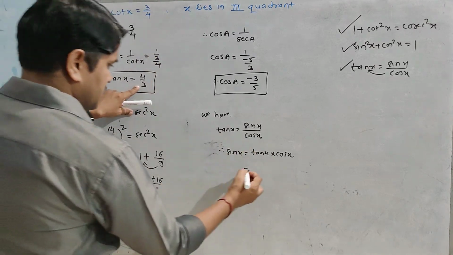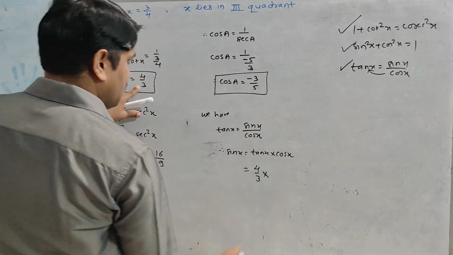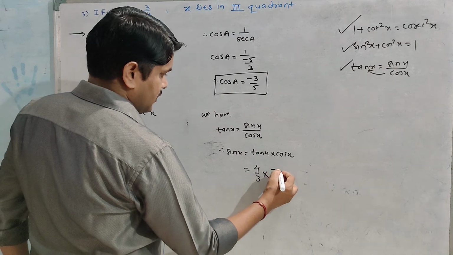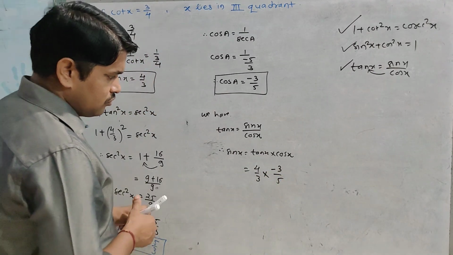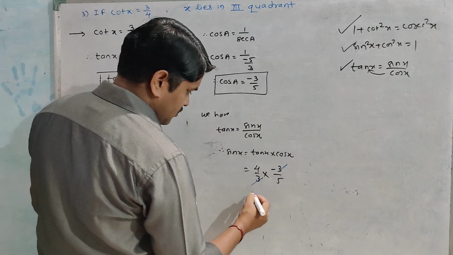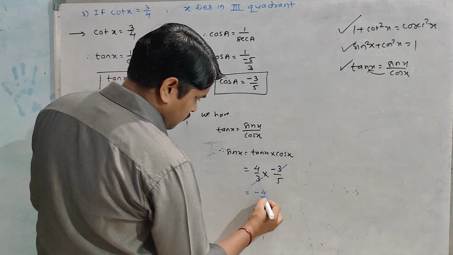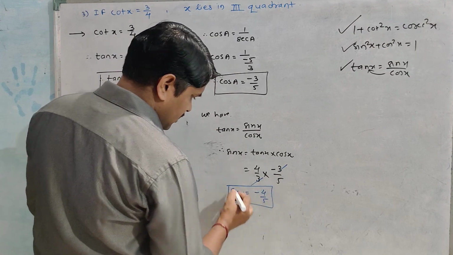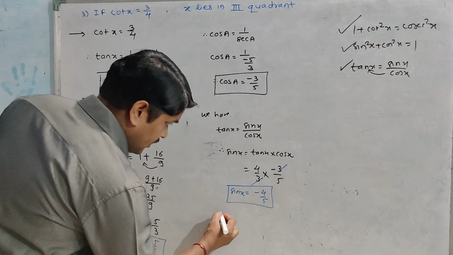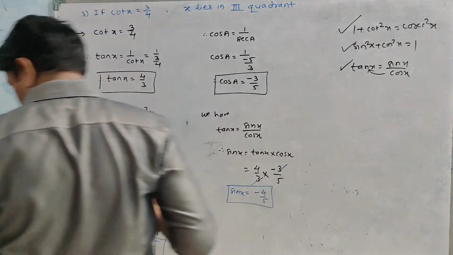Where is the tan x? It is 4 upon 3. Where is the cos x? It is minus 3 upon 5. Okay, so this 3 gets cancelled with 3. So we have minus 4 upon 5. We got sin x. Sin x is how much? It is minus 4 upon 5. And therefore we get cosec x.